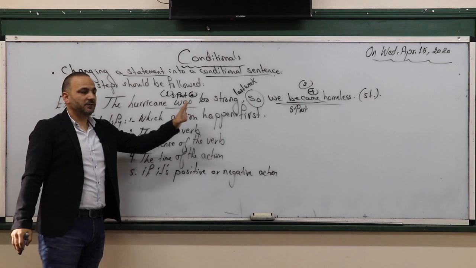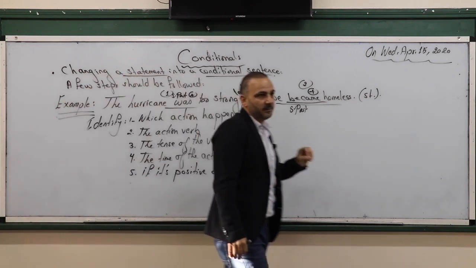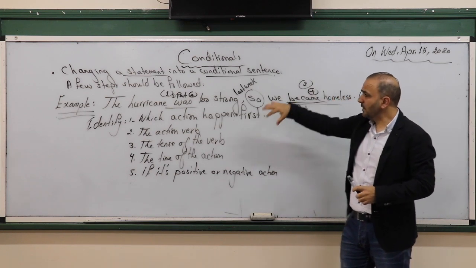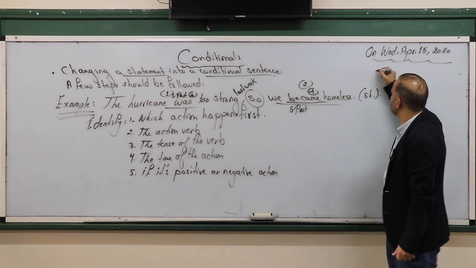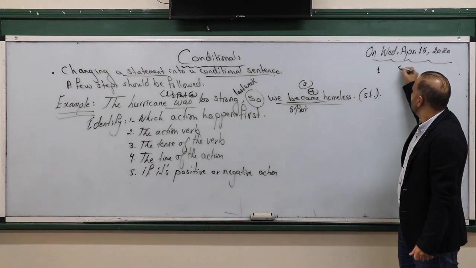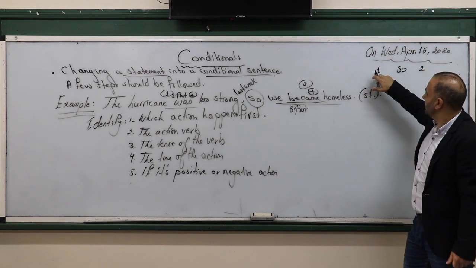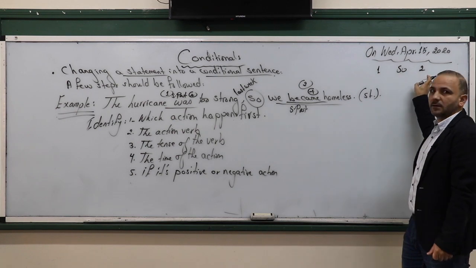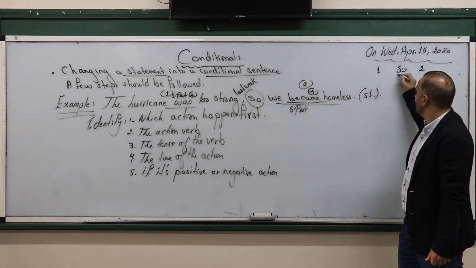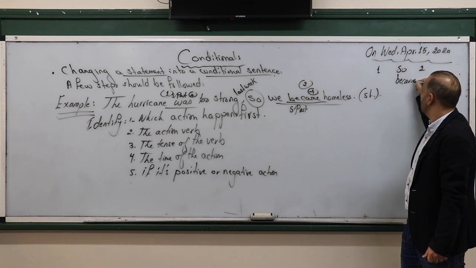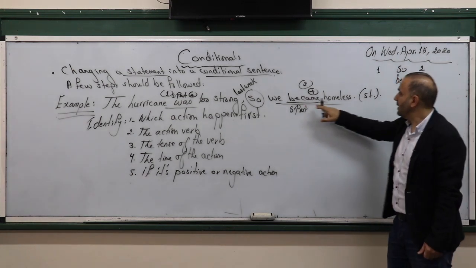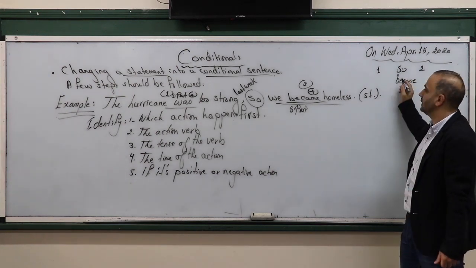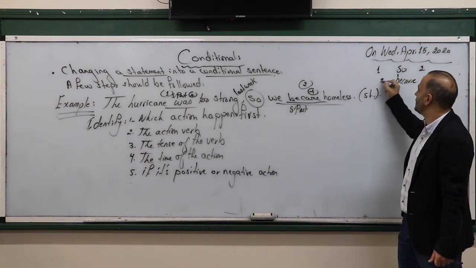So these are the steps to be followed. First of all, identify which action happened first. As we said, that plays as a game of cause-effect. This is the cause and this is the effect. We can use it the other way. If you still remember last time, we said 1, so 2. The hurricane was so strong, so we became homeless. Because you can change it this way: we became homeless because the hurricane was strong.